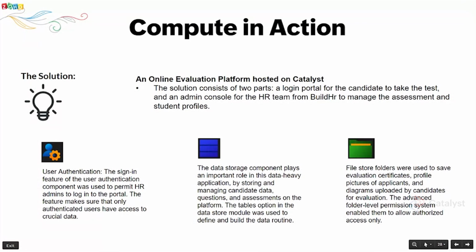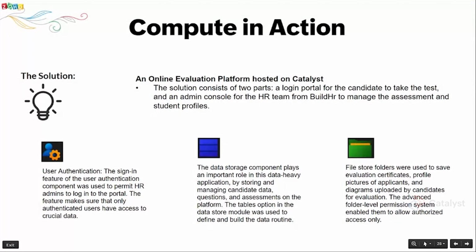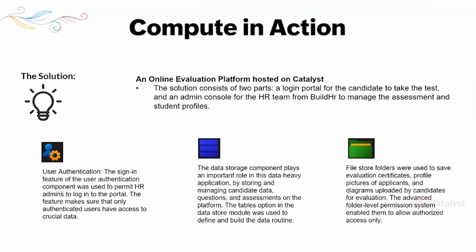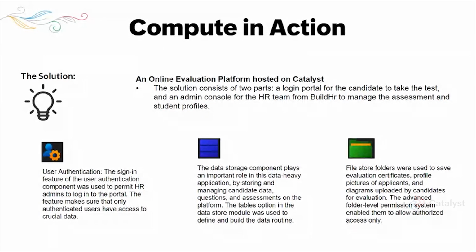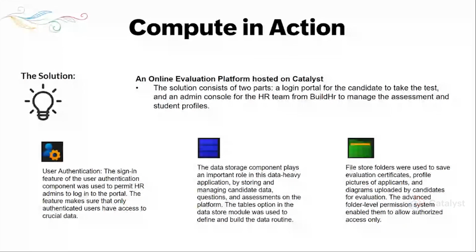This consisted of two parts. There was an admin console for the HR team of the organization that was using this service, and there was a candidate login, which each candidate or student would log into and access the test and evaluation. Functions or parts of Catalyst that were extensively used over here were around user authentication, where different roles were created for the admins and for the applicants or the test takers, so that different access can be given to different types of people.